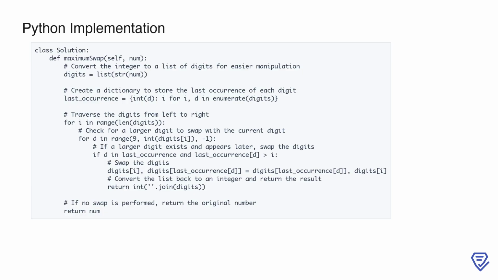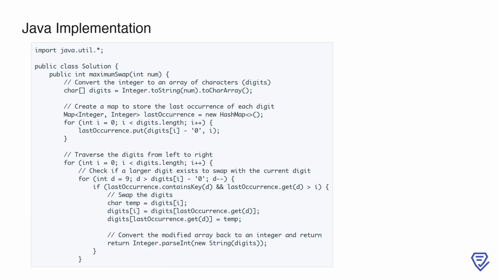This algorithm is efficient with a time complexity of O(n), where n is the number of digits in the input. The dictionary lookup and iteration ensure that we can quickly find the optimal swap, making the solution both elegant and fast. Here, we start with the Java implementation of the maximum swap problem.